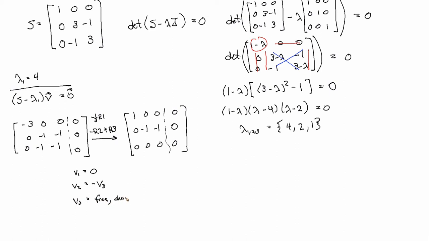So in this case, we'll choose V3 equals 1. And so then, if we choose V3 equals 1, we have V1 equals 0, V2 equals minus 1, V3 is equal to 1. So then the vector V that corresponds to lambda 1 is 0, minus 1, 1.